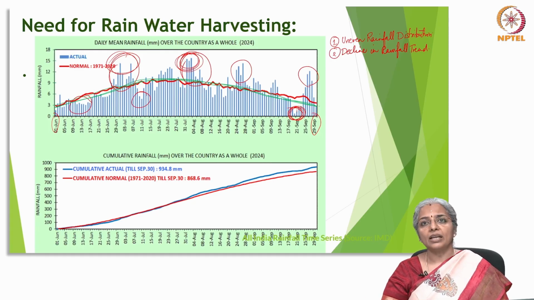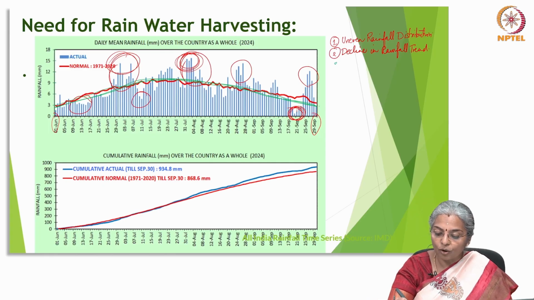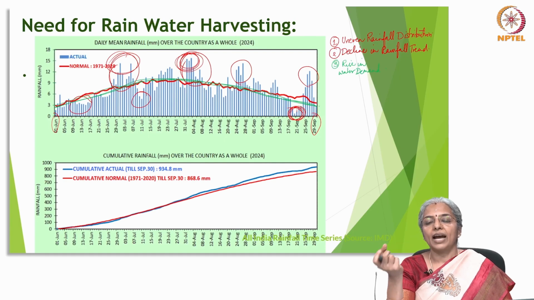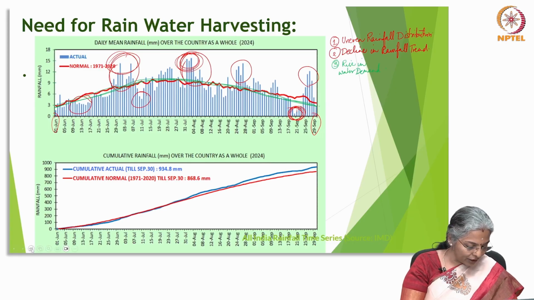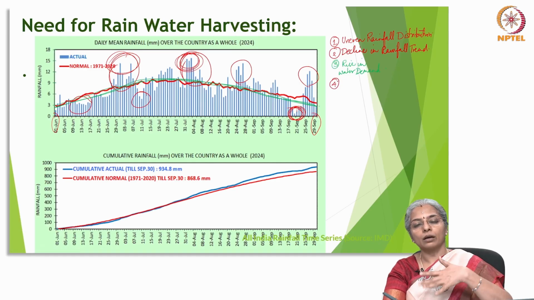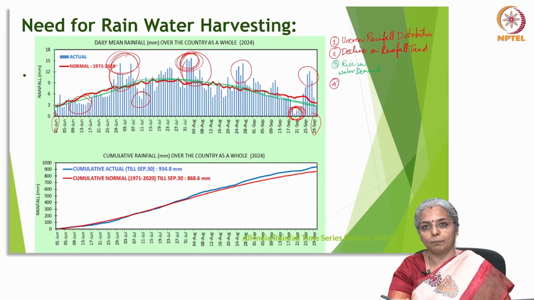And the third reason is that there is a rising demand of water. There is a rise in water demand because of urbanization, and because there are more people coming into cities. We definitely need more water, and rainwater can double up as a source of water, so that we don't depend too much either on the municipal supply or on the groundwater, which is again getting depleted.